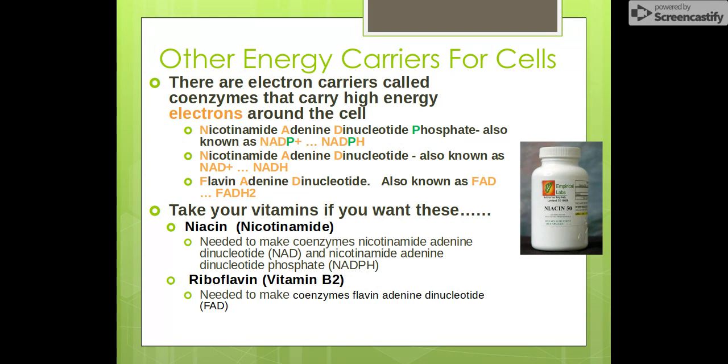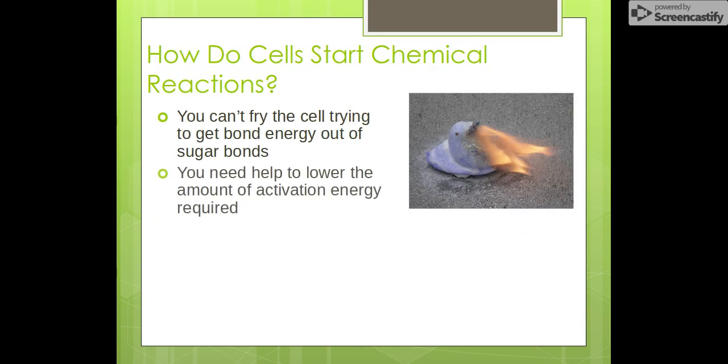And then the vitamins that you need to make sure you can produce this NAD and FAD. You need your niacin and your riboflavin, so on.